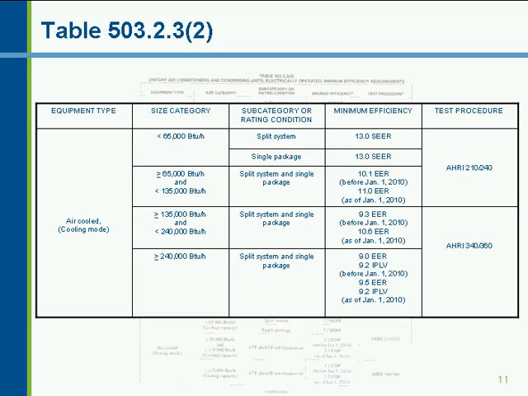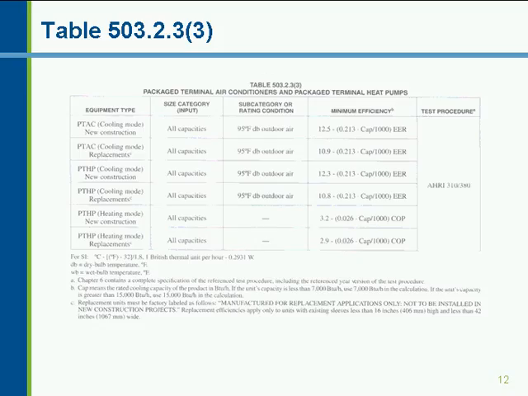In this case, the metric is SEER, EER, IPLV, and then the test procedure, AHRI or ASHRAE standard test procedure is referenced. This table, 503.2.33, is for packaged terminal air conditioners and heat pumps. Similar layout: the equipment type, the size capacity, the rating condition, the efficiency requirement, and the test procedure.